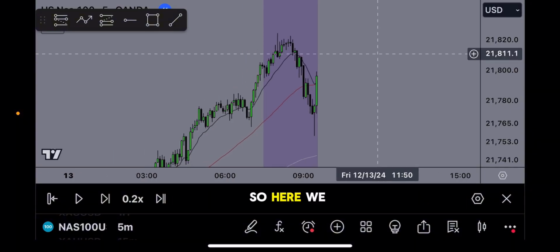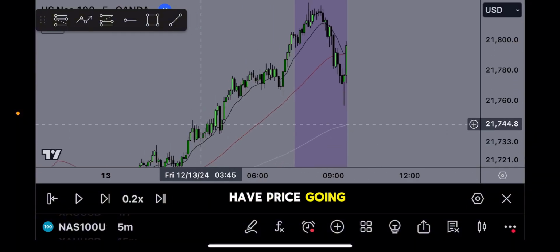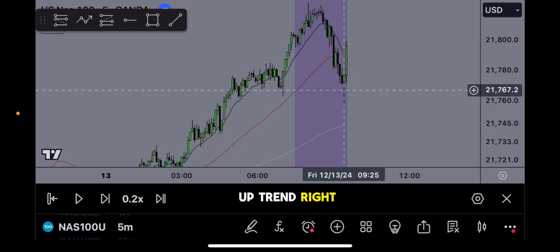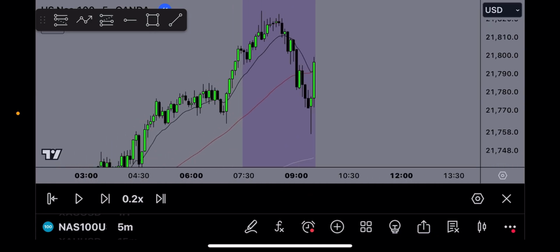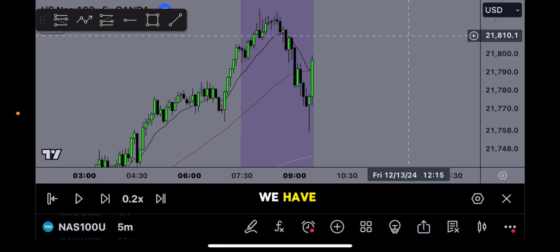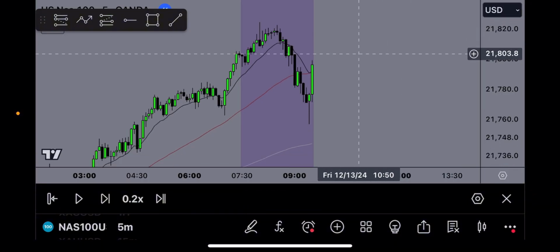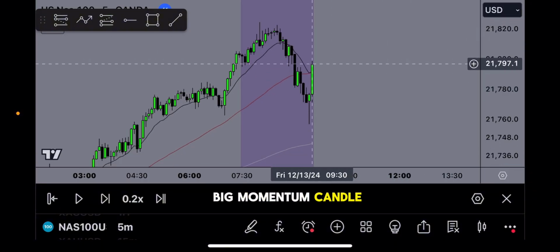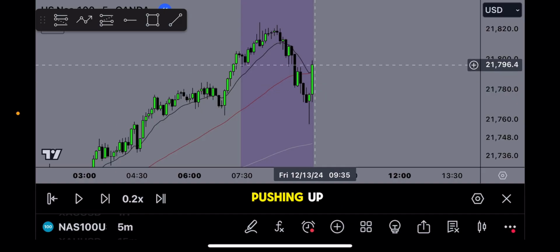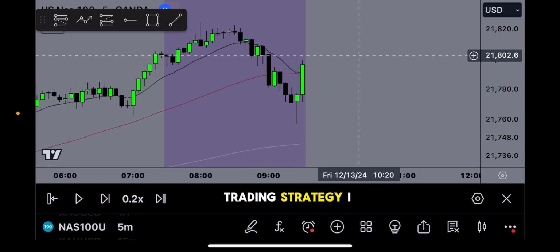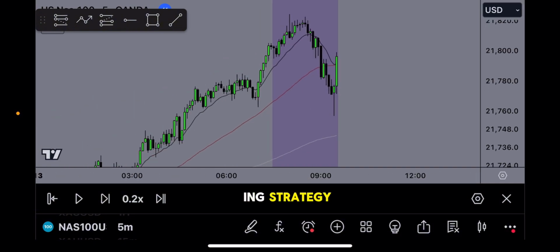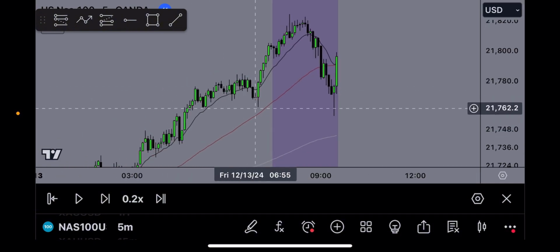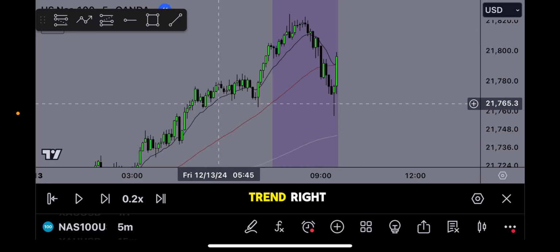So here we have price going up on an uptrend, right? We don't have any clear supply or demand setup, but what do we have? We have a big momentum candle pushing up. Now, for this trading strategy, I only trade it with the trend. So I only go with the trend, right?